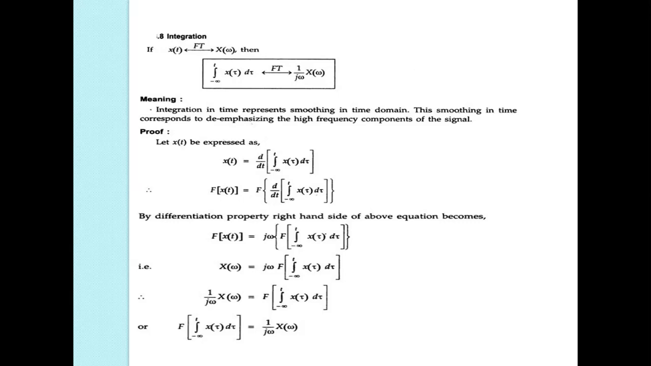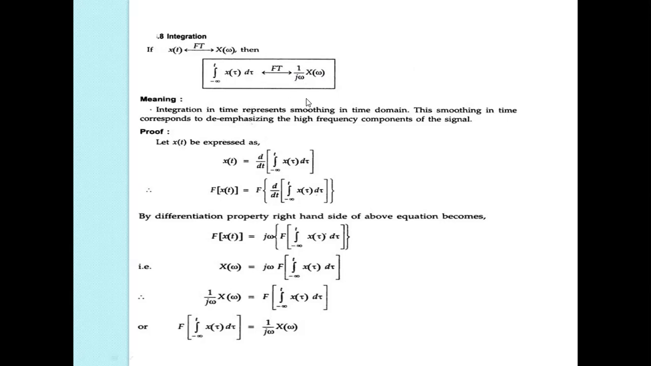So what is the statement of the integration property of the Fourier transform? If x of t and X of omega are a Fourier transform pair, then, somewhat different here, the integral from minus infinity to t of x of tau d tau is a Fourier transform pair of 1 by j omega into X of omega.